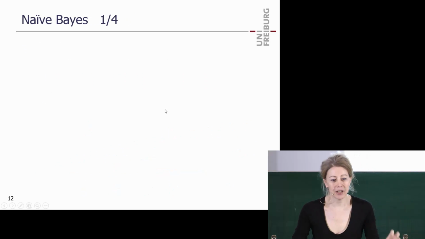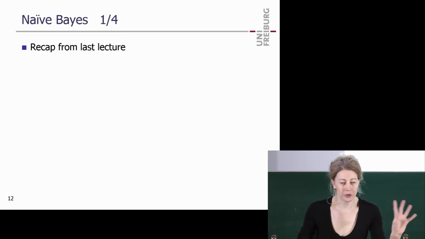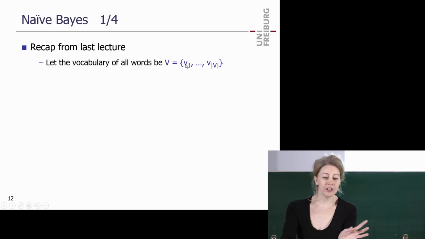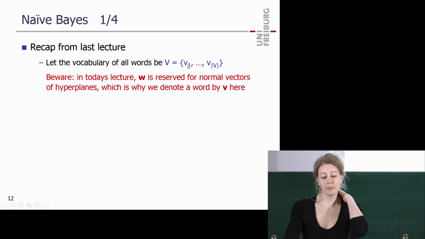Okay, now 3 more parts. First is naive Bayes. I will start something, you complete it for the exercise sheet. Naive Bayes is actually a linear classifier. We didn't introduce it like this, and it's interesting that it is. So just some recap. What were our features? It was just all the words from our vocabulary, and I will now call them V.